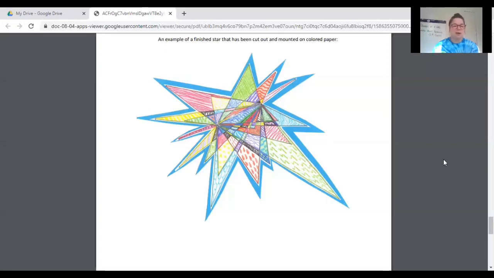Last year we did this with my class, and that's all they wanted to do for the rest of the year was make geometry stars. There were so many of them. I had them all over my classroom. It was pretty cool. So let me know what you do.